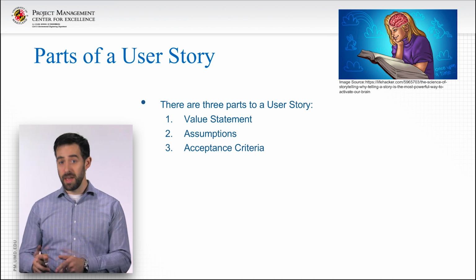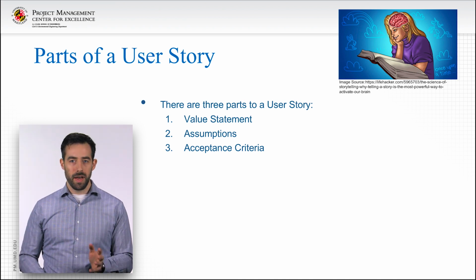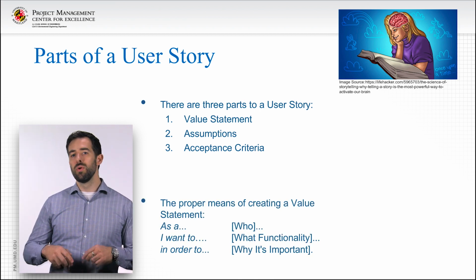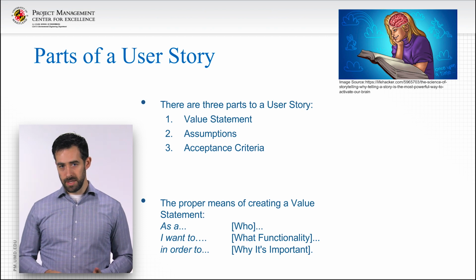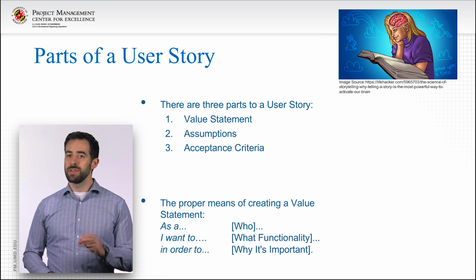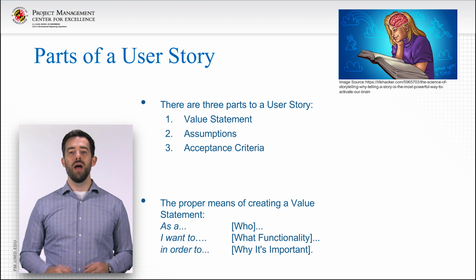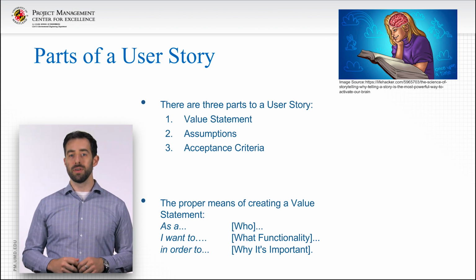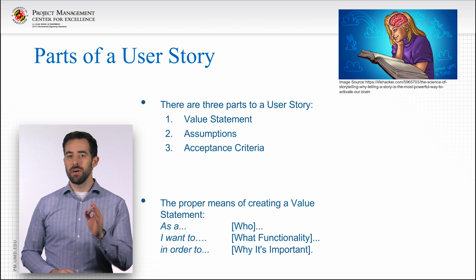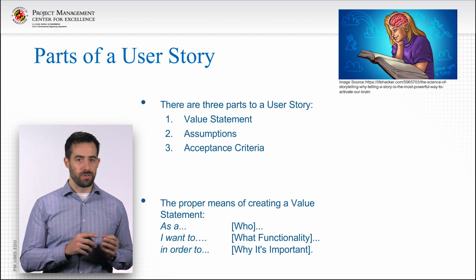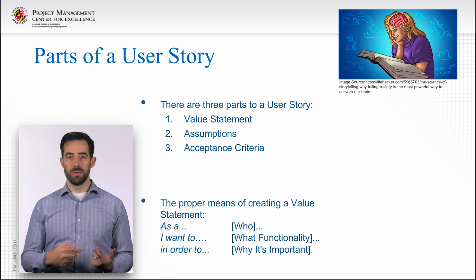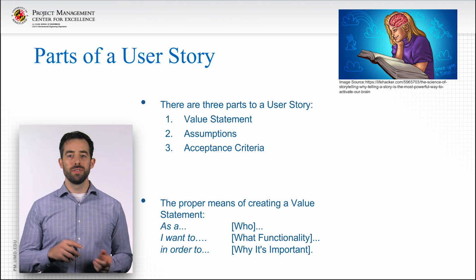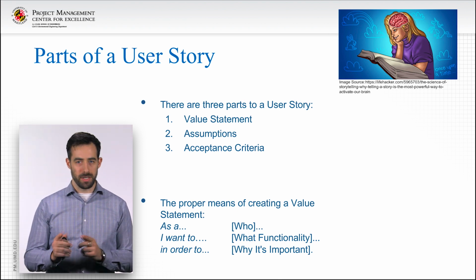Each part of the three-part user story works together to form the complete user story. It is not just the value statement, although writing a good value statement is the hardest part of writing any user story. So, what is the proper means of creating a value statement? Well, as a user type, or who, I want to do some function, or what, in order to do something important, the why. Note the who is the user, either directly using or consuming outputs from the product the development team is building. It's important all users are clearly defined already in the project charter.